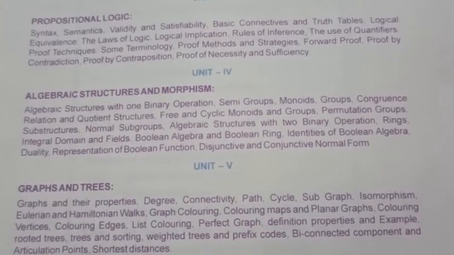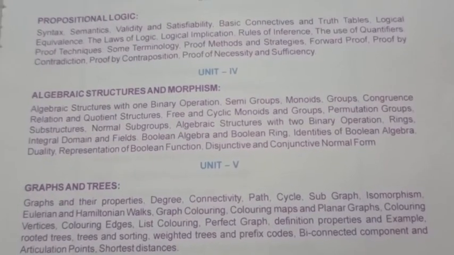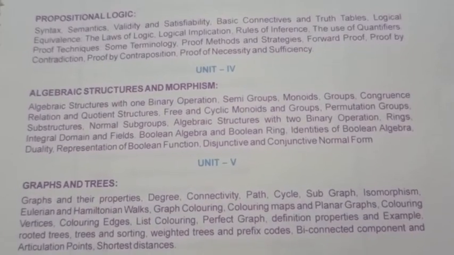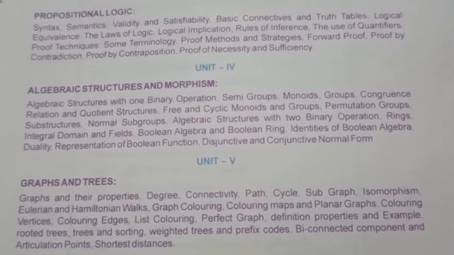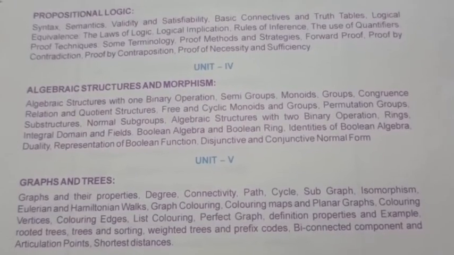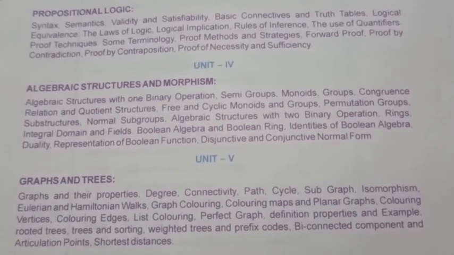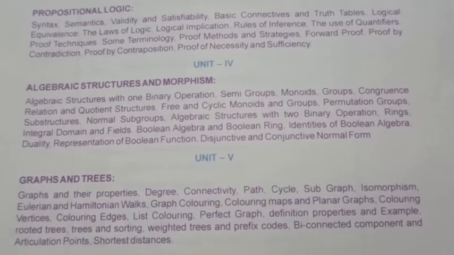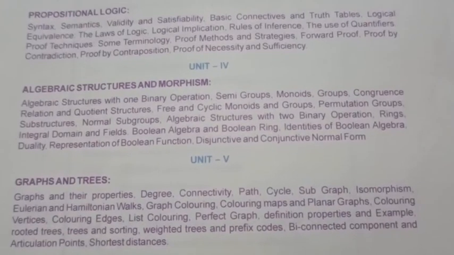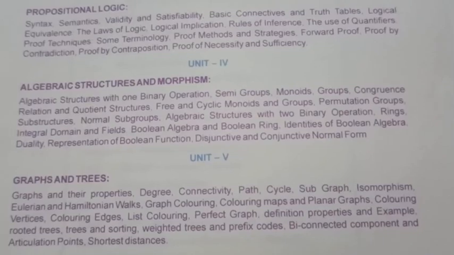Then, while coming to the two operations on one set, we have rings and fields. Those also we have discussed. And about properties of groups we discussed, and theorems on that. And substructures, meaning subgroups and normal subgroups. These also I covered. And next, algebraic structures with two binary operations, under that rings, integral domain and fields. These are one category. Boolean algebra and Boolean ring. These all are about Boolean algebra.